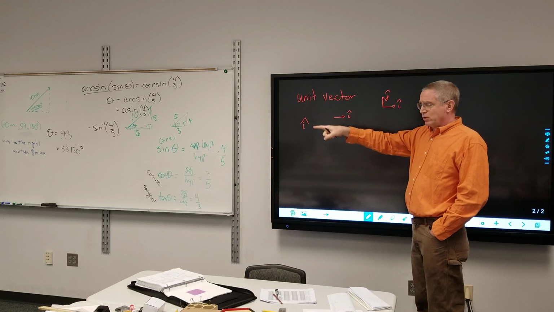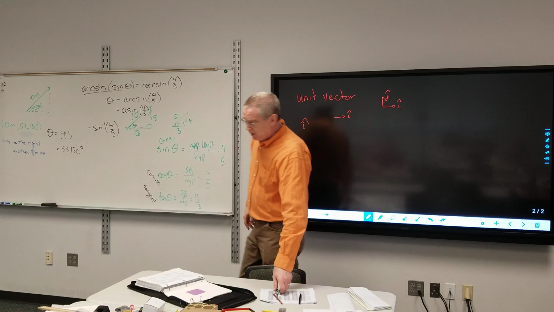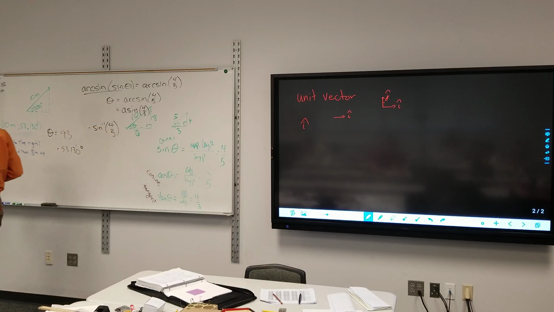All right, well, so now we need to apply these unit vectors to what I have over there. So instead of 6 meters to the right, I'm going to write 6 meters i hat, plus 8 meters j hat. So this is graphical form, polar form, rectangular form.